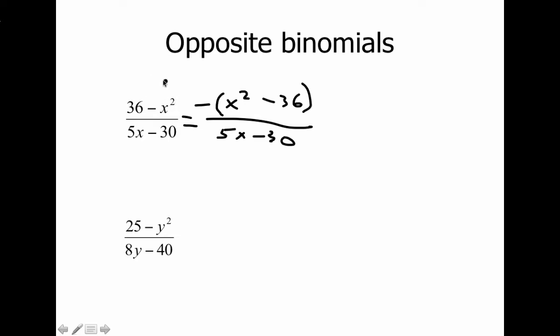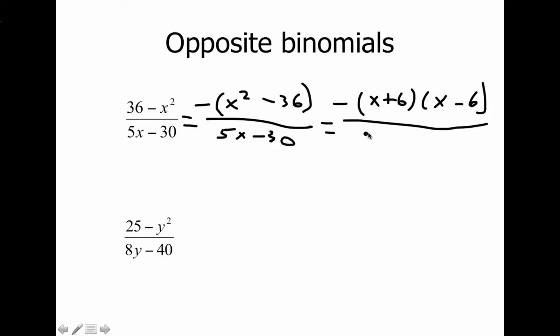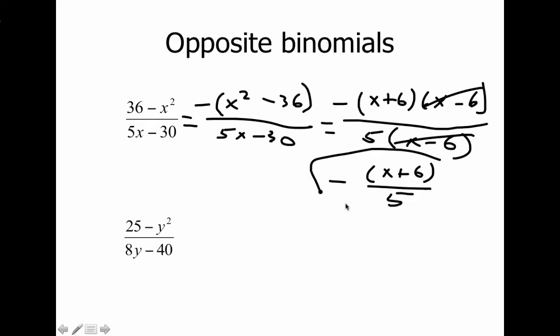So if you want to switch things around, you can always pull a negative out. So now when I factor, I get negative. I get x plus 6, x minus 6, because that's the difference of two squares, over 5 times x minus 6. Now these go away. I'll be left with a negative x plus 6 over 5, and that's a fine way to leave it.